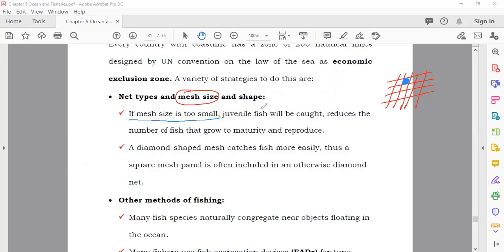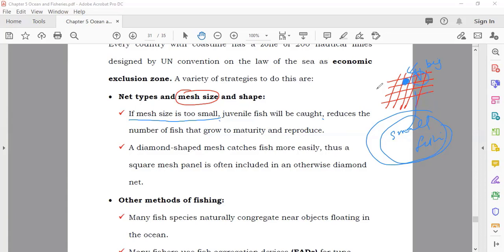If the mesh size is too small, it will catch even the small fish. Very small fish, which we cannot even eat, will come out and they will die. If your mesh size is big, small fish can pass through it, so the small fish will not come in the net. Only the big fish will come, which is eatable for you. That is good. Understand? So like this, they are saying that if the mesh size is too small, juvenile fish will be caught and reduce the number of fish that grow to maturity. It means if the size is too small, it will catch all the small fish and they will not grow. And when they come out, you will not eat them because they're too small and you will throw them.